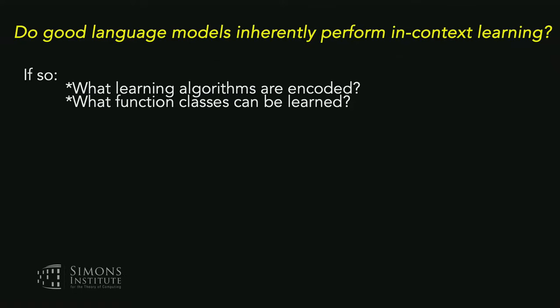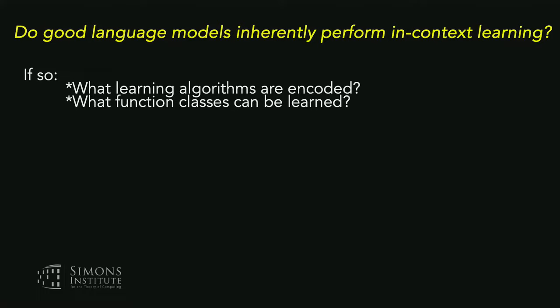Good. Okay, so one of the big questions underlying the concrete work I'll talk about is this question of, do good language models, human or computer, must they inherently be able to do in-context learning? So is it true that any good language model, any model where you talk to it and it seems like it's doing a good job talking back, does it need to be able to do this sort of in-context learning?